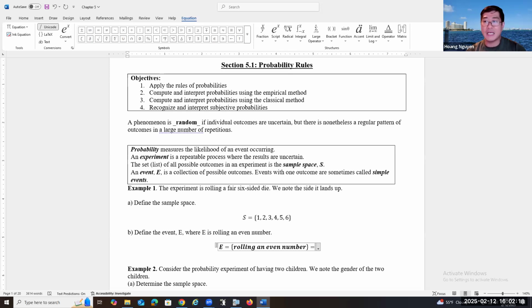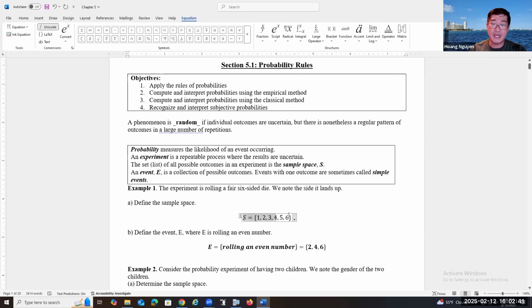Which one of them is going to be even? So the even numbers will be 2, 4, 6, right? So there are 3 possible outcomes for this event. So this event is not a simple event, because it has 3 possible outcomes.